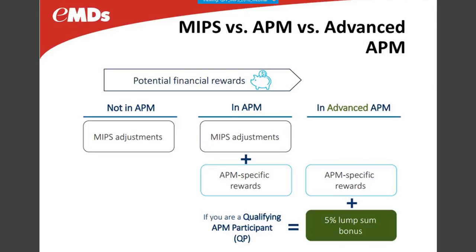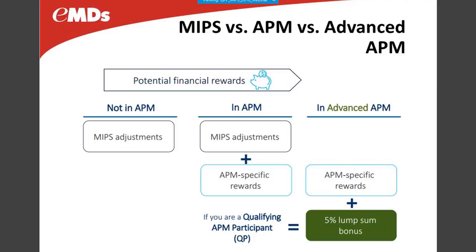So overall, the decisions that have to be made are looking at if a clinician is not participating with any APMs, which is depicted on the far left, they are subject to the MIPS adjustments and should participate in the MIPS program to avoid negative payment penalties. If the clinician does participate with an alternative payment model, they are subject to the MIPS program and APM-specific rewards.